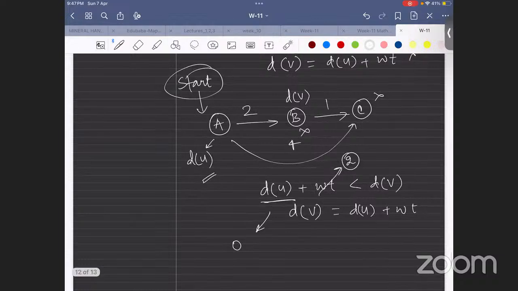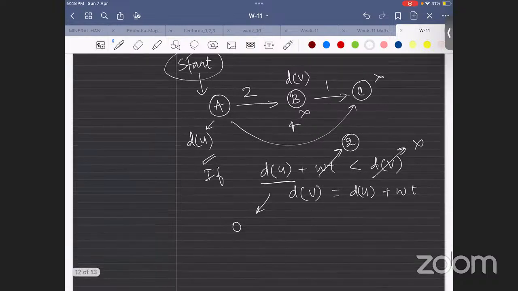Correct? And what is the dv? Infinite. Right, infinite. Is this our condition, is the if condition holding? Yes, so it is holding. That means we'll update the value of dv. So dv will update: dv equals 0 plus 2. That means 2. So it will take some 2 minutes.